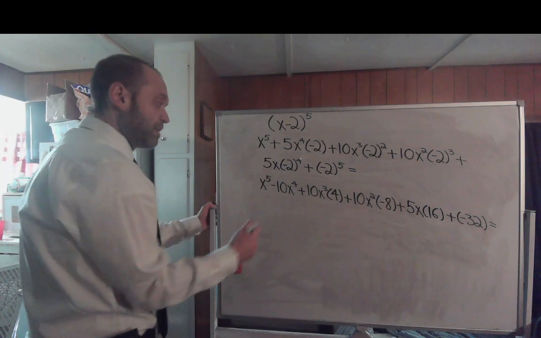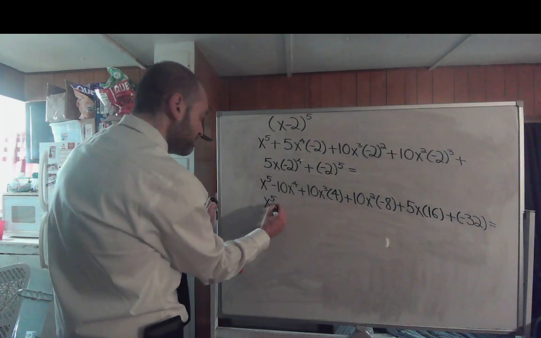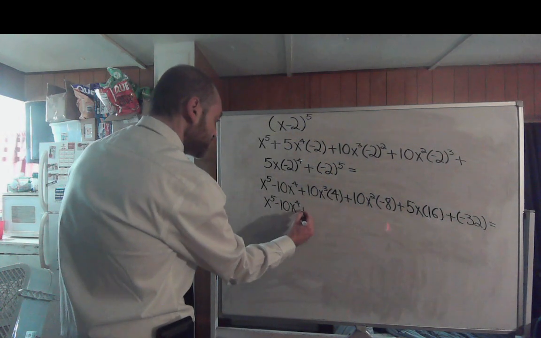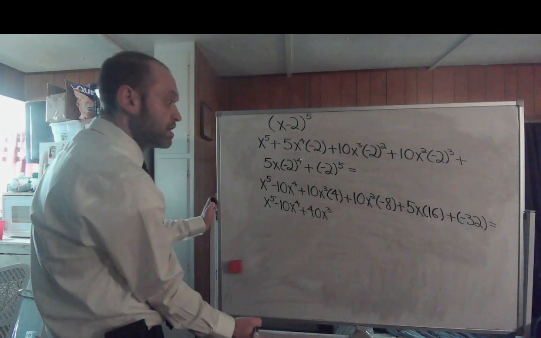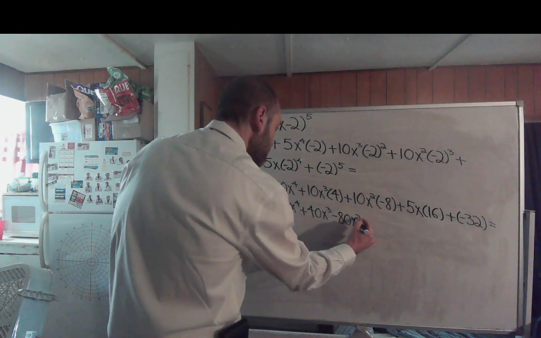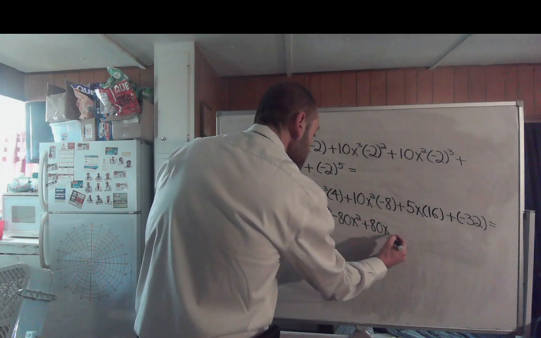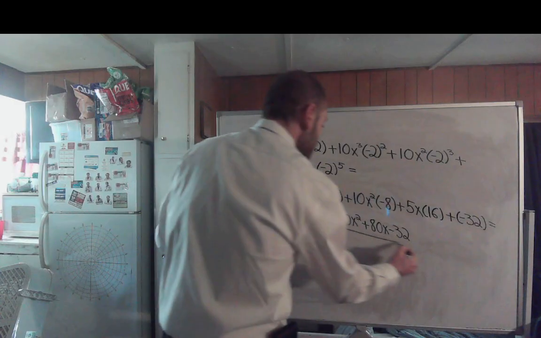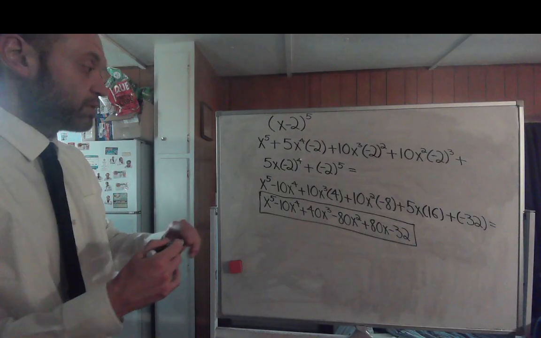So let's simplify one more time. You should end up with x to the 5th minus 10x to the 4th plus 40x to the 3rd minus 80x squared plus 80x minus 32. So there is your expansion of x minus 2 raised to the 5th power.